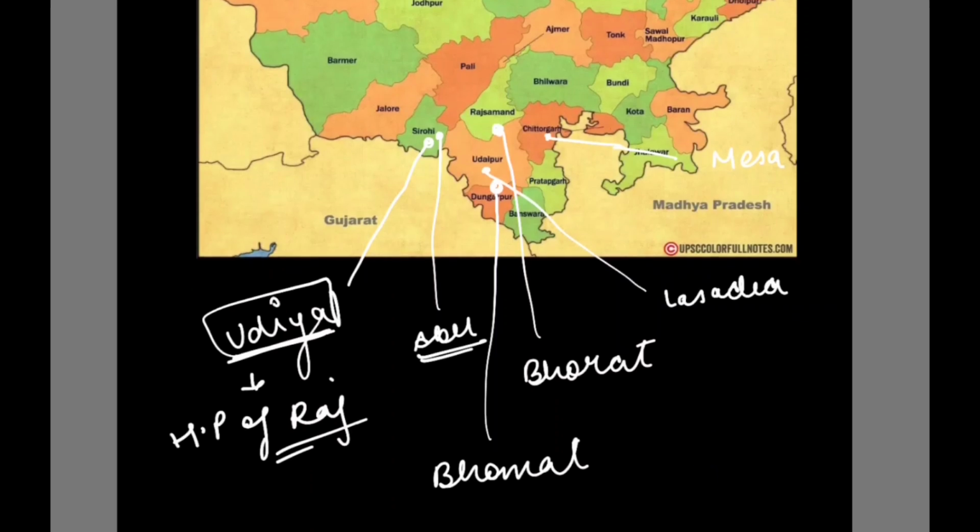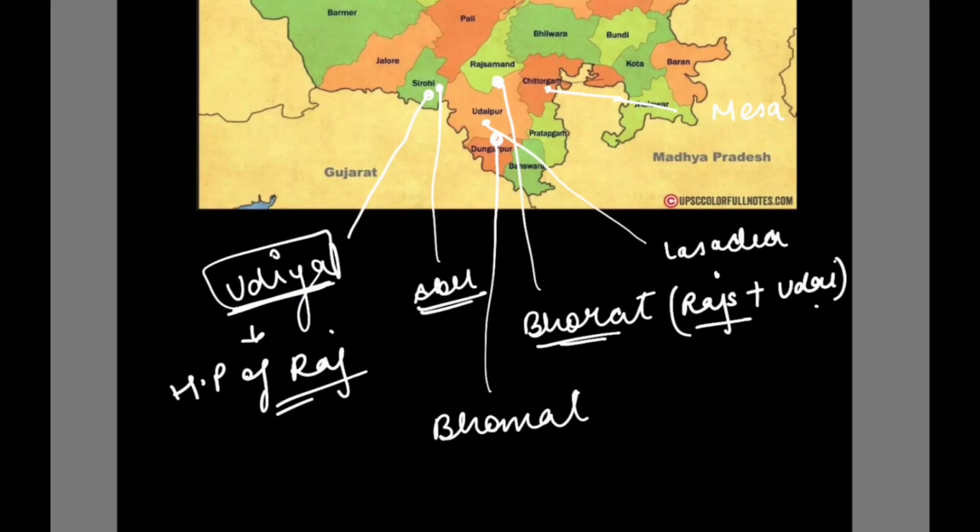Then we have the Bhorat Plateau. Bhorat Plateau is between Rajsamand and Udaipur, right? This is Rajsamand, not Rajasthan. Rajsamand and Udaipur. So you can easily remember this by Rajsamand and Udaipur. Then we have the Bhumat Plateau. Bhumat Plateau is from Udaipur to Dungarpur. It is present between Udaipur and Dungarpur.